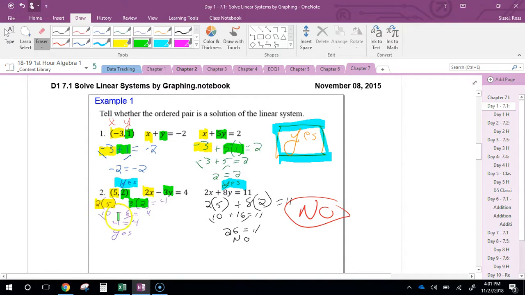I have 10 minus 6 equals 4. 10 minus 6 is 4, so 4 equals 4. Yes, this equation works. When I go to my next one, 2x, well, I put 5 back in for x.